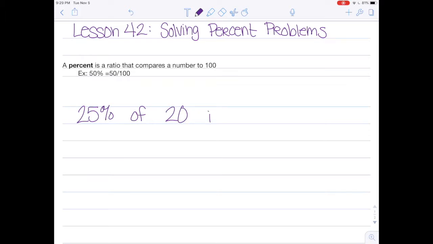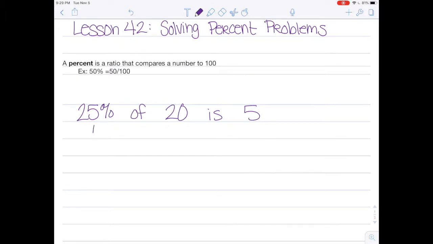20 is 5. Okay, so there are 3 parts to this. Here is our percent, 25%. 20 is a whole number. It's the whole group. It's the total. And then 5 is a percentage of 20. It's a percentage of the whole group. Okay, so let's look at some examples here to kind of really get this going.